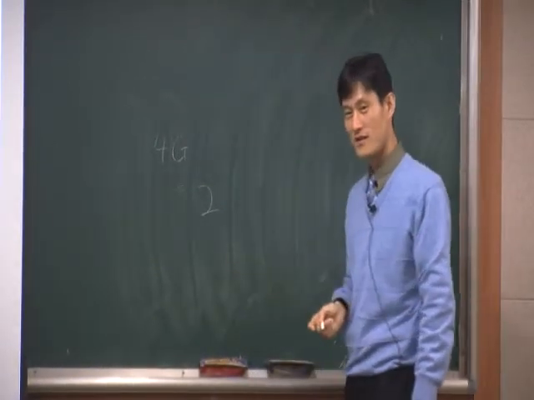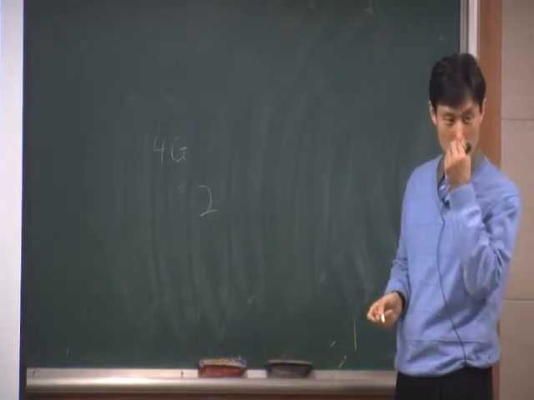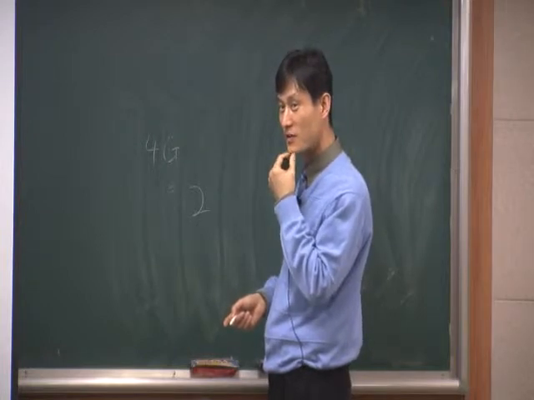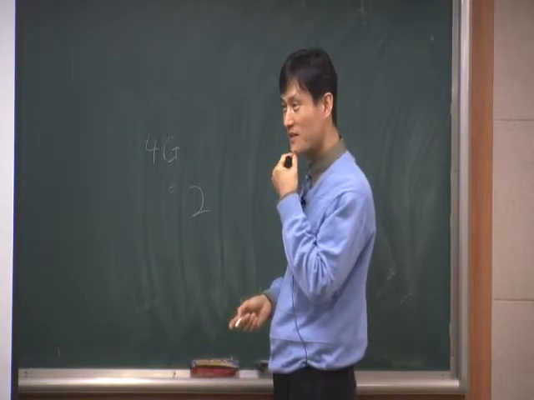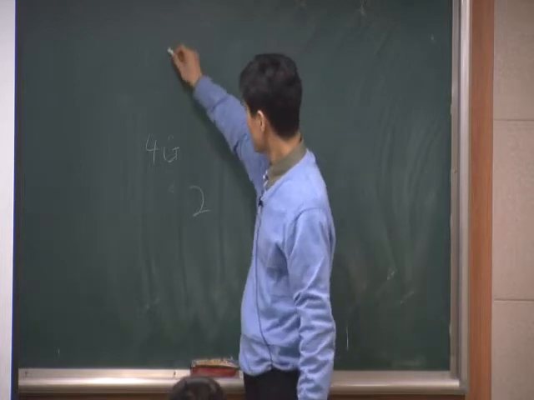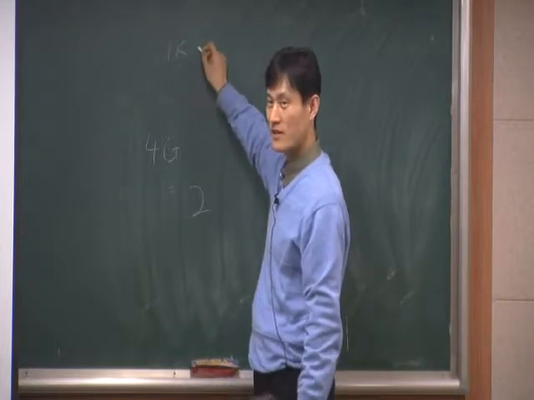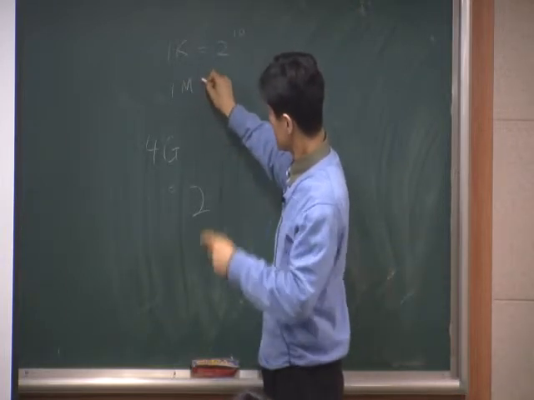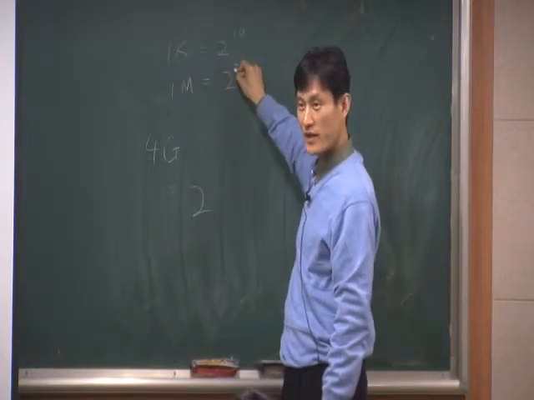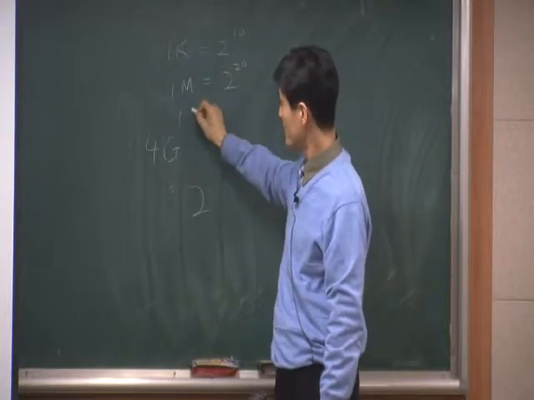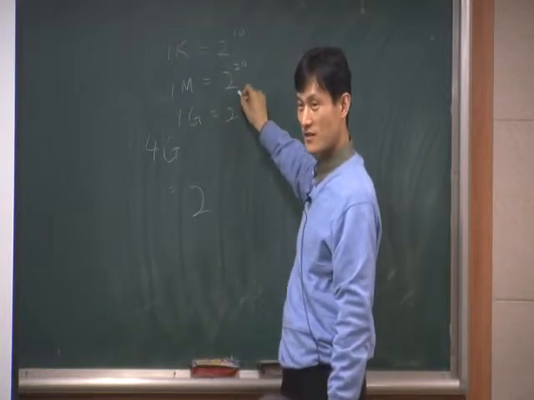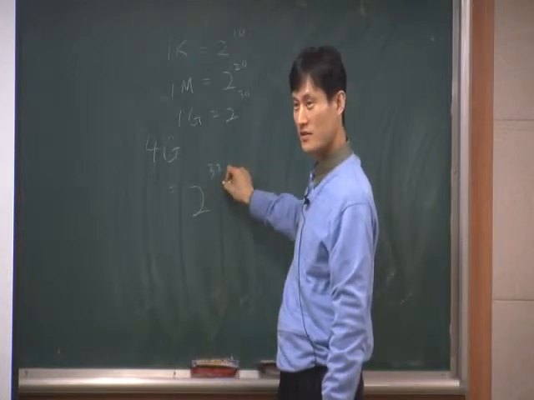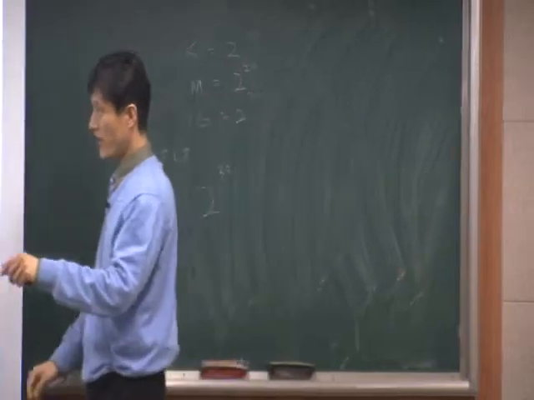How much? 16? 34? Why 34? 1K, 1 kilo is 2 to the 10. 1 meg, 2 to the 20. Yes. 1 gig, 2 to the 30. 4 gig is 2 to the 32, right? Here we have how much?